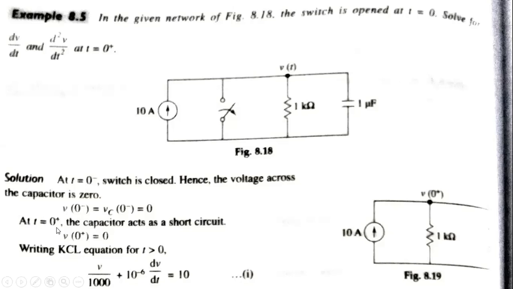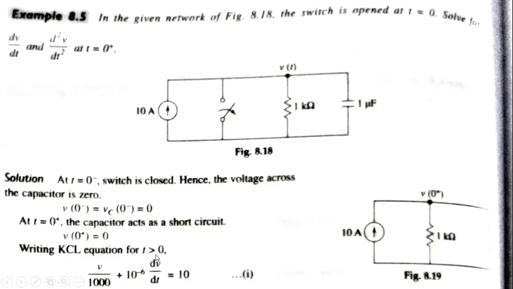After the condition at t equals 0 plus is applied, V at 0 plus will be 0. Now write the KCL equation for t greater than 0. The t equals 0 minus part is over, and the t equals 0 plus part we have just written. Now come to the next equation, that is nothing but the KCL equation.